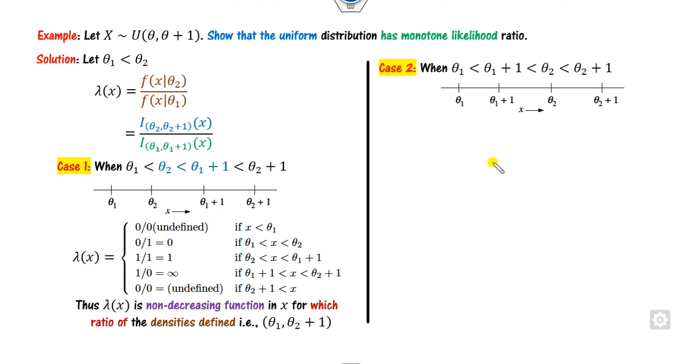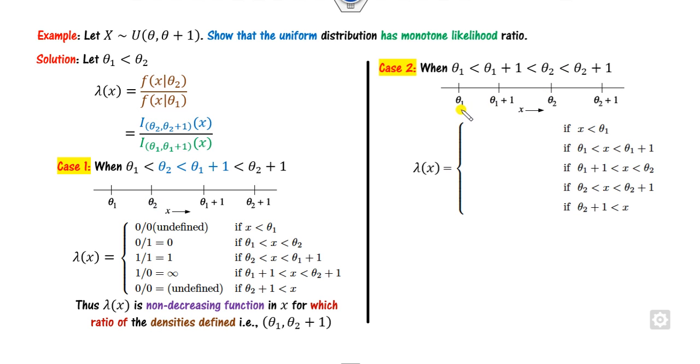Look at the second case, when theta 2 lies between here. Then again there are four cases. So remember, in this case this value is 1 and this value is 1. All the rest of the values are 0.